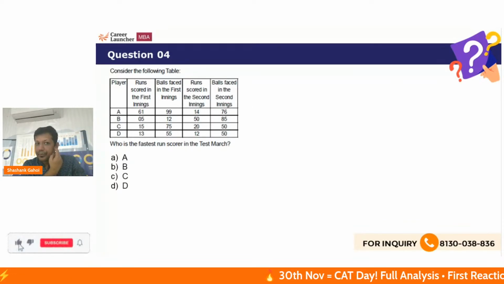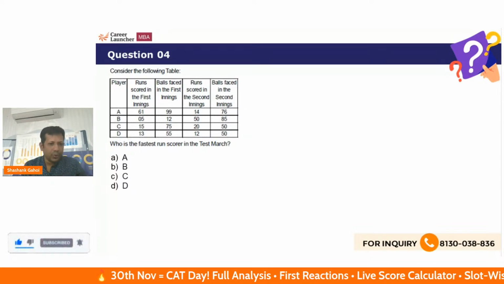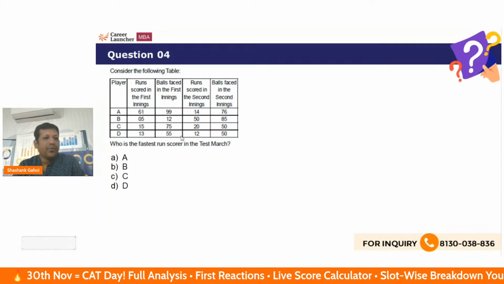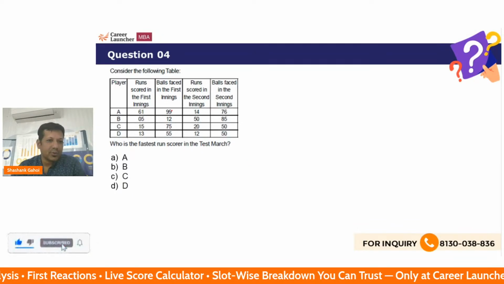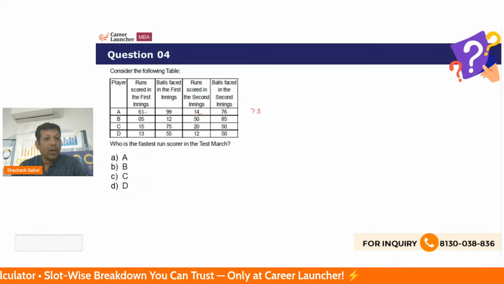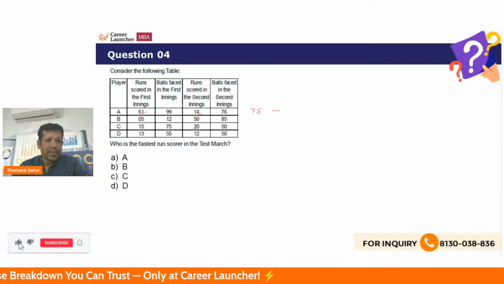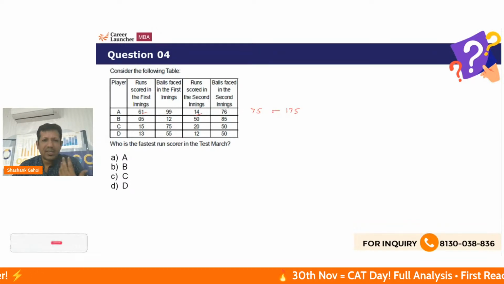So all of us know that in a test match you are going to have a total of 2 innings. So if I talk about player A, what is the total number of runs he is scoring? 61 plus 14, that is 75. How many balls is he playing? That is 99 plus 76, that I can say 175 balls. So run rate is less than 0.5.